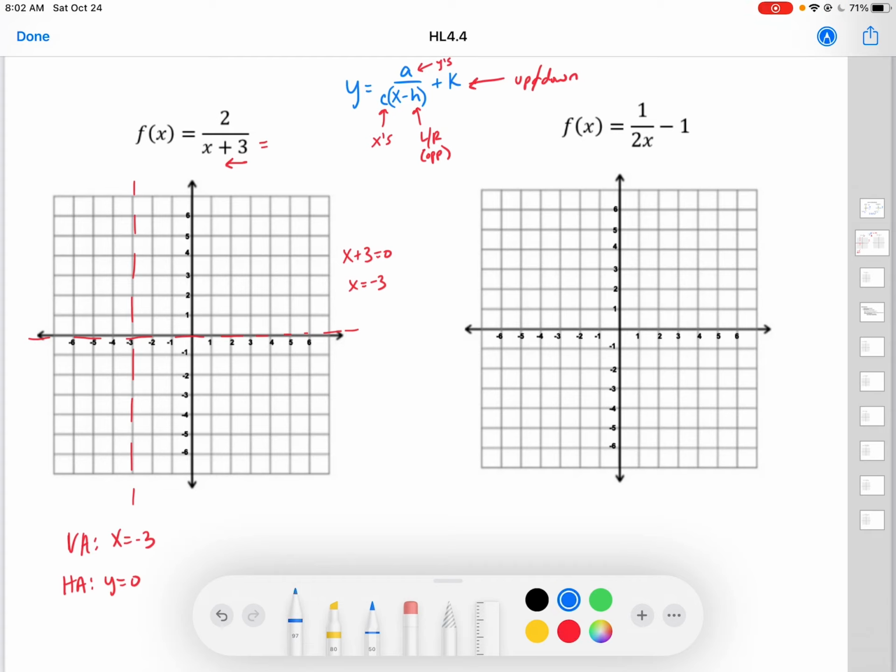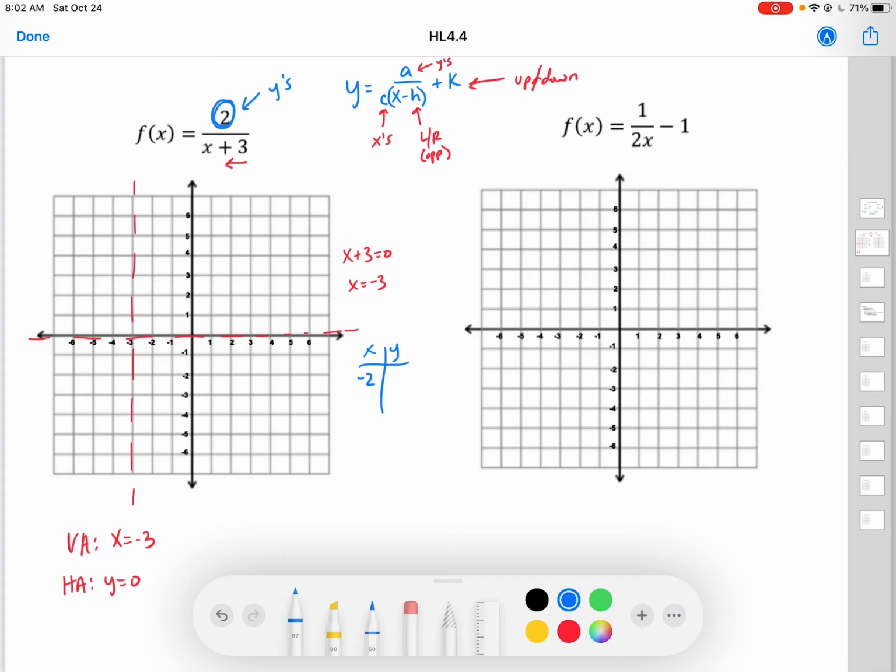From there, this affects your y values. But if you're stuck right here and you don't know what to do, just make a table. If you don't remember what the distortions are, make a table and pick something to the right or to the left of your vertical asymptote, like a -2. And you could plug that in and figure out what it is, and then just plot the point.